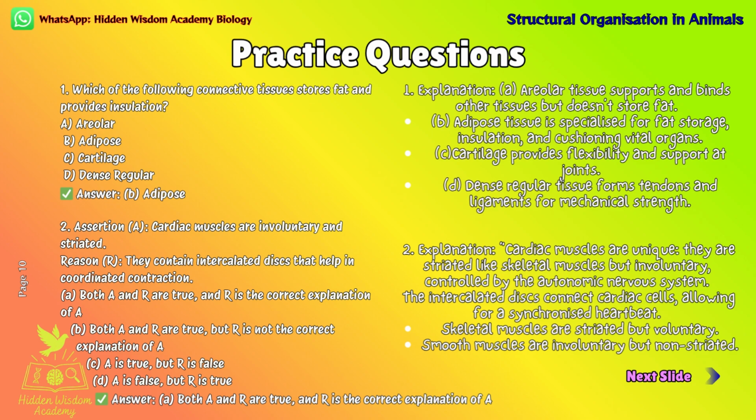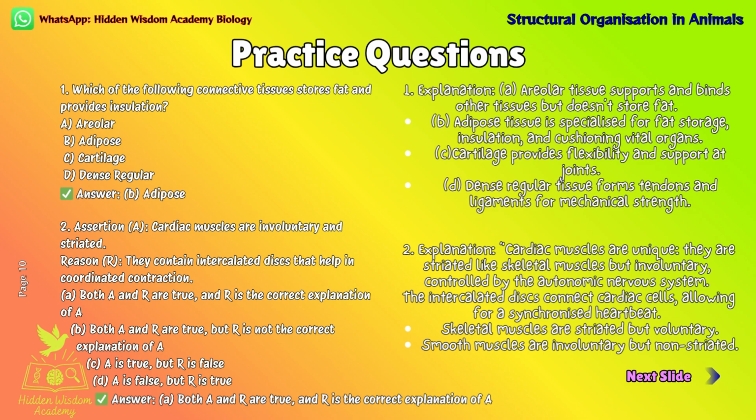Explanation. Areolar tissue supports and binds other tissues but doesn't store fat. Adipose tissue is specialized for storing fat, cushioning organs, and providing insulation. Cartilage gives flexibility and support at joints. Dense regular tissue forms tendons and ligaments, giving mechanical strength. So, option B is the correct answer, that is, adipose is the connective tissue which stores fat and provides insulation.